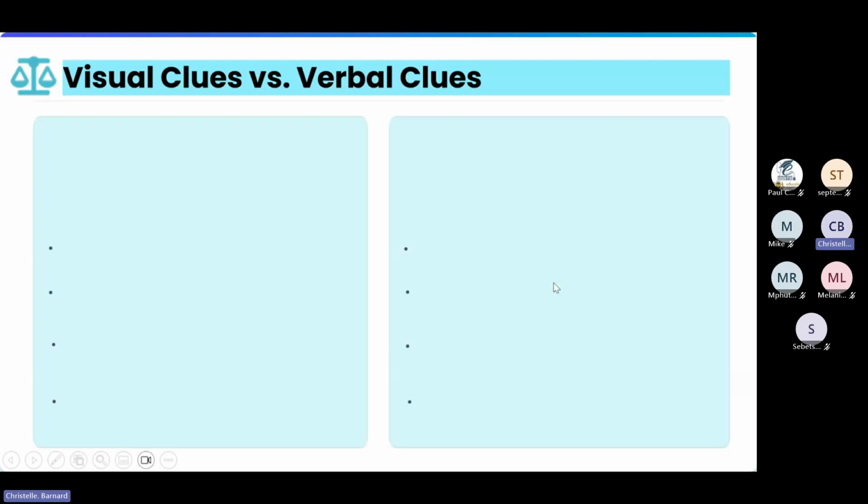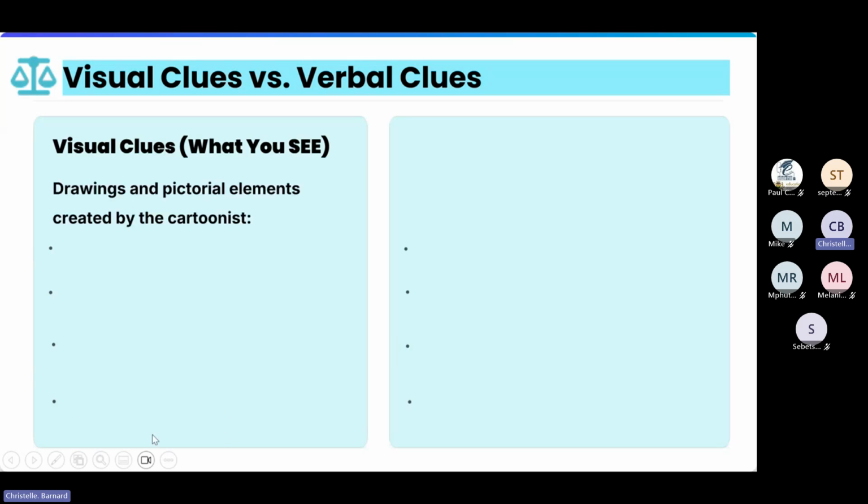Right. Let's take a closer look at visual clues. Remember visual, what you see with the eye. So everything that has to do with pictures, and verbal clues, everything that has to do with verbs. We're going to start with the visual clues, what you see. Remember that's drawings, pictures, pictorial elements, things like movement lines. It can be icons, little symbols that are created by the cartoonist for a specific purpose.